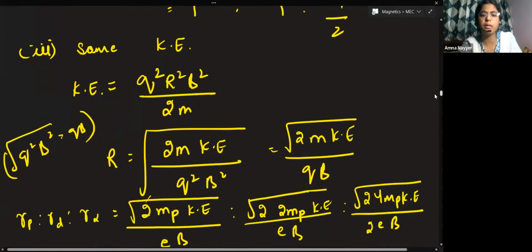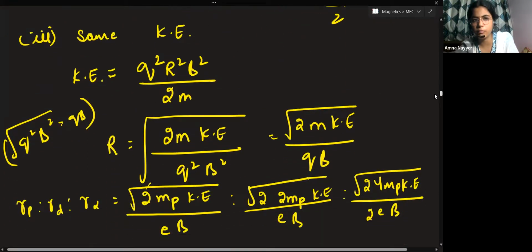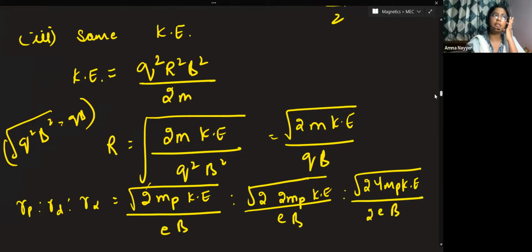If anyone wants to write the above portion, let me know. From kinetic energy, I'm keeping the page. And now see, this has been covered. So this was the third case. Now the fourth case is left. Fourth case is very, very easy.